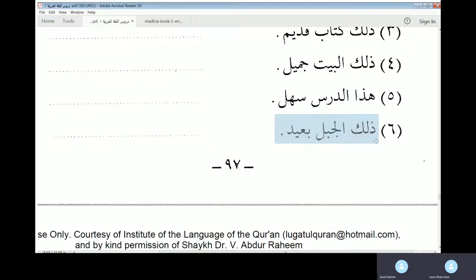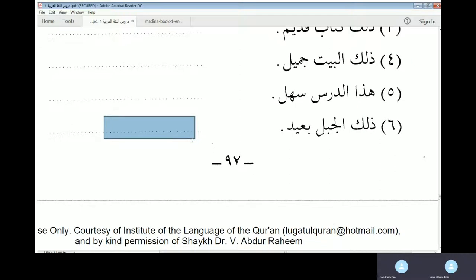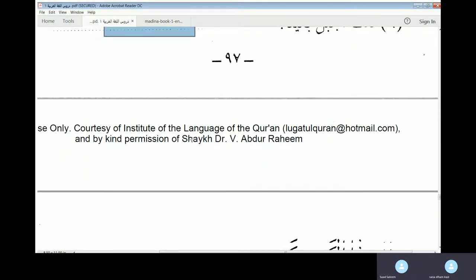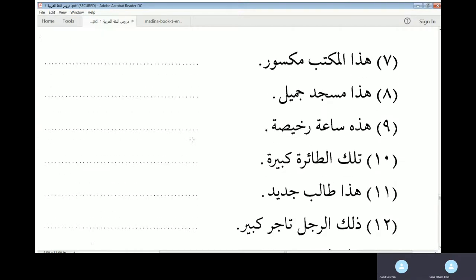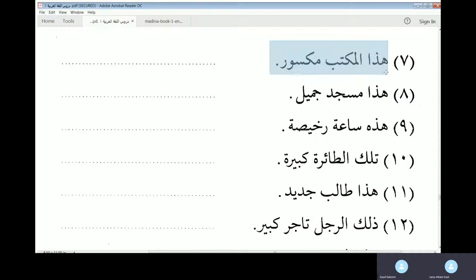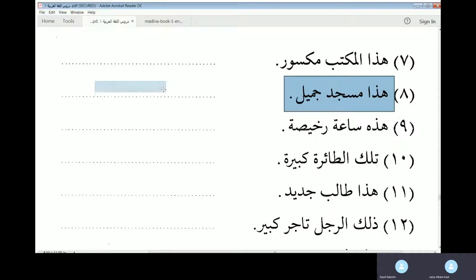Dhalikal jabalu baidun. That mountain is far. تلك الجبال بعيدة. Those mountains are far. هذا المكتب مكسور. This table is broken. هذه المكاتب مكسورة. هذا مسجد جميل. This masjid is beautiful.